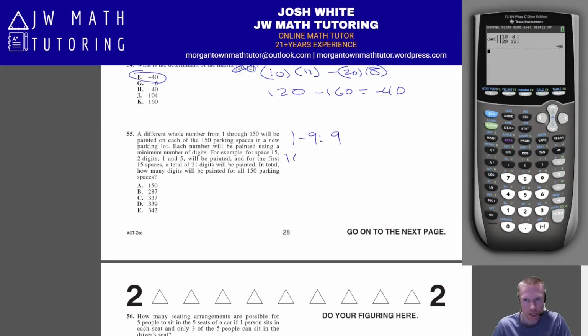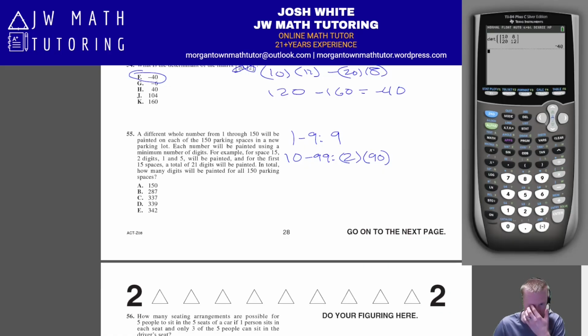Then let's look at 10 through 99, all the two-digit space numbers. So there are two digits for each space, but then the question is how many actual spaces are there? The answer is going to be 90. Now, if you subtract them, technically you get 89, but you have to remember that when you subtract like that, it doesn't count actual space 10.